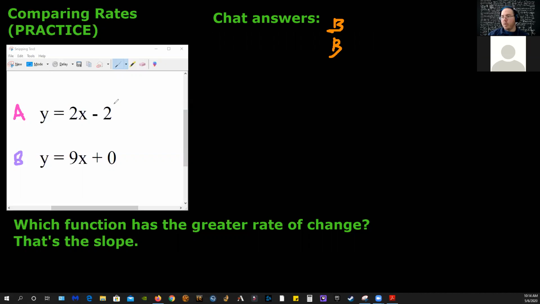So I guess what we should ask is, what is the slope of each? Like, what is the slope of A? And just for the record, the letter for slope in an equation is M. Y equals mx plus b. So what's the slope for each? Okay, chat, what's the slope for A?